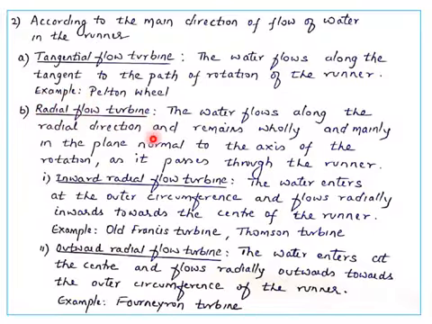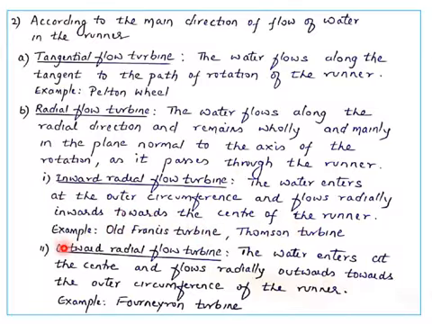In radial flow turbines we have two types: the inward radial flow turbine as well as the outward radial flow turbine. In inward radial flow, the water enters inwards radially. That means water enters at the outer circumference and then moves towards the inner circumference, that is, towards the center of the runner. Such a radial flow turbine is known as an inward radial flow turbine. Examples are the old Francis turbine or the Thomson turbine.